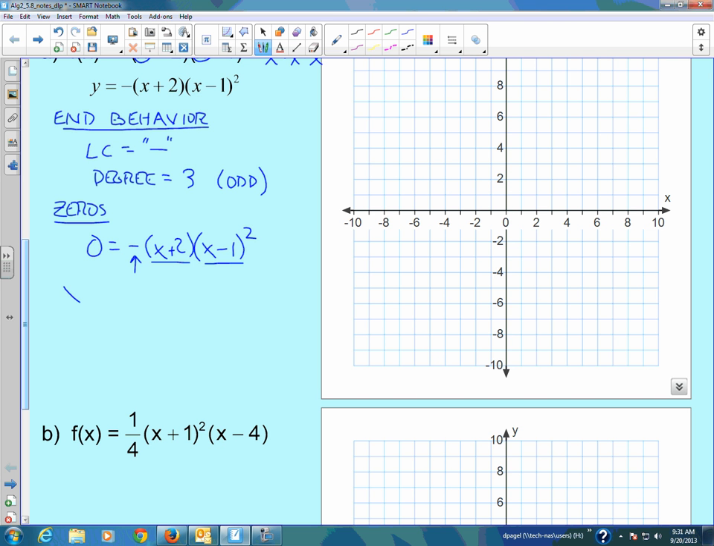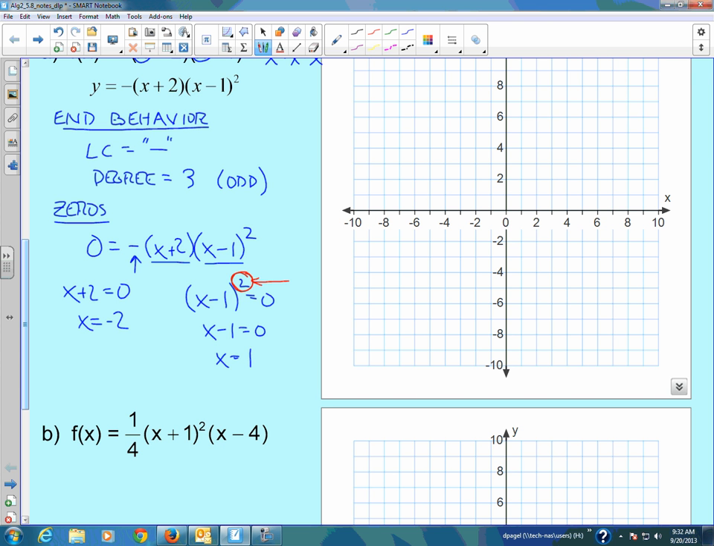So when I'm finding my zeros, I do x plus 2 equals 0, which means negative 2 is a 0. And then I have x minus 1 quantity squared equals 0, which means I square root both sides, get x minus 1 is equal to 0, and x equals 1. This 2, though, is useful information for me. So we have 2 zeros.